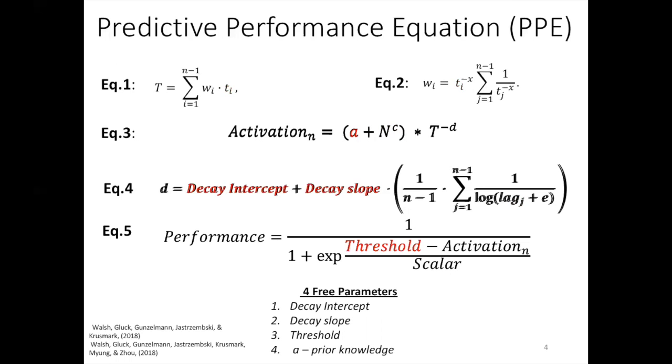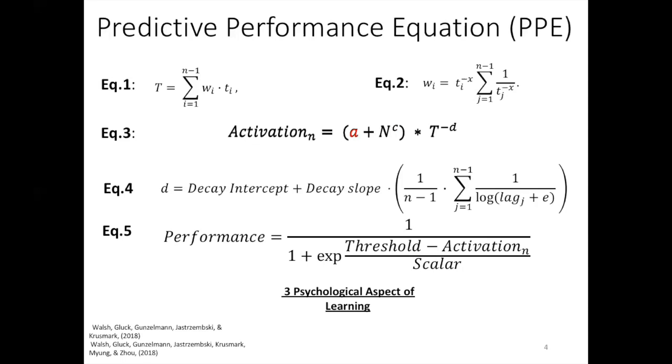There are 4 free parameters. There's a decay intercept and a slope. There's a threshold parameter within our logistic term, and A, which represents the prior knowledge of the individual coming into this task. And given these 5 equations, we're accounting for those 3 regularities of learning that I talked about earlier: the power law of learning, the power law of decay, and the spacing effect.